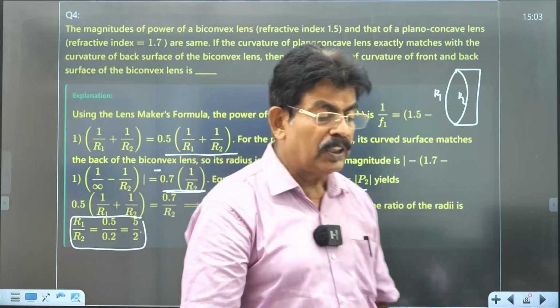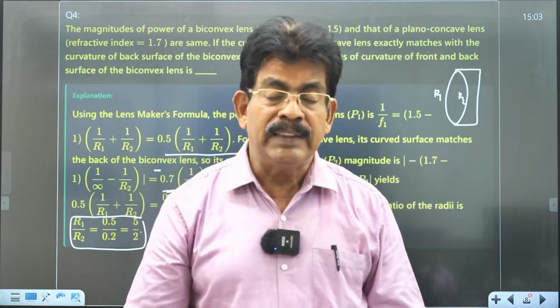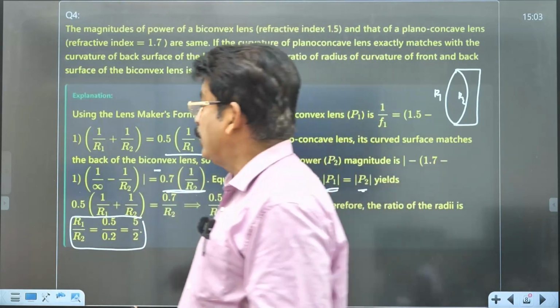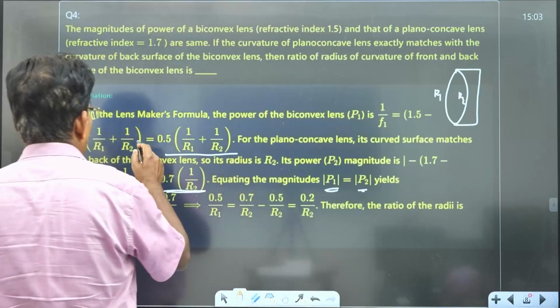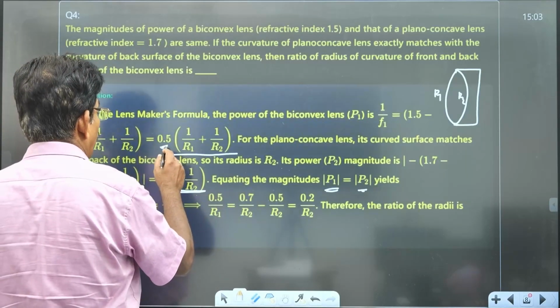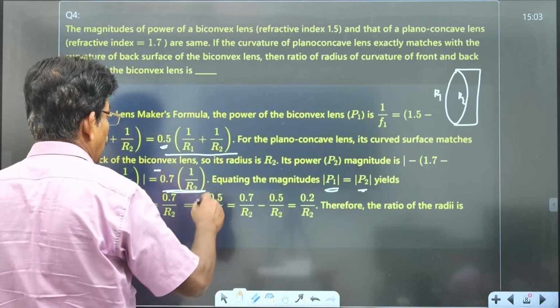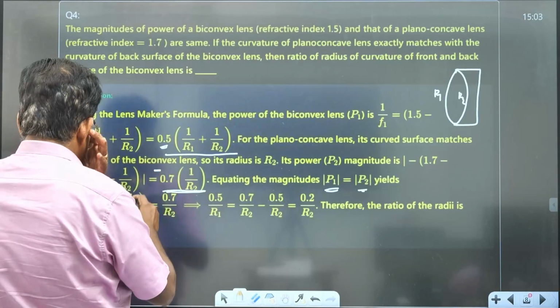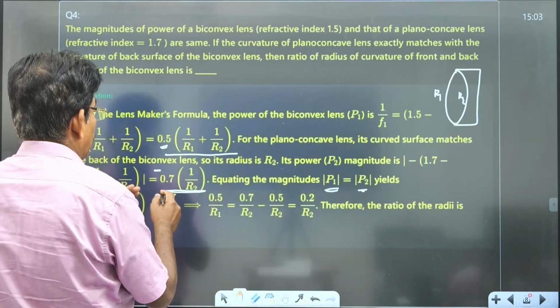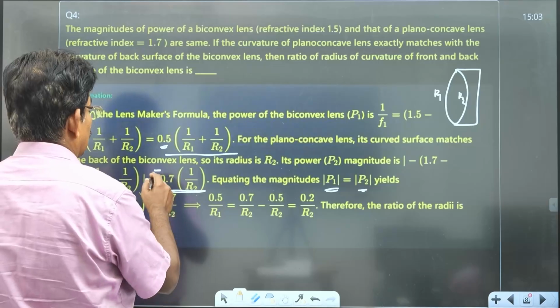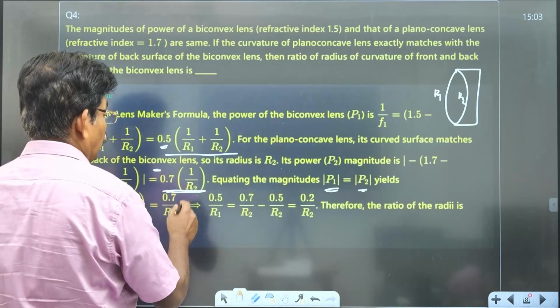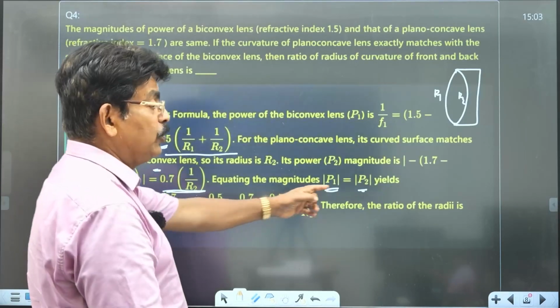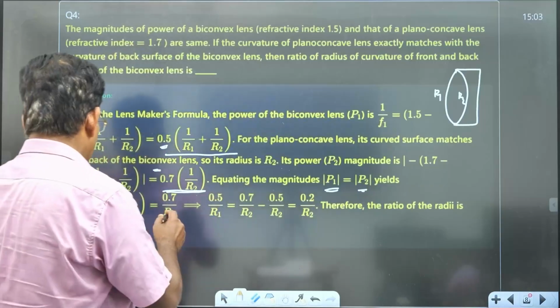So again, we are using the lens maker formula. For a biconvex lens, we have mu minus 1 is 0.5 into 1 by R1 plus 1 by R2. For a plano-concave lens, it is minus, because it is a concave lens, minus 0.7 into 1 by R2. Numerical values, magnitudes are equal, equated it.